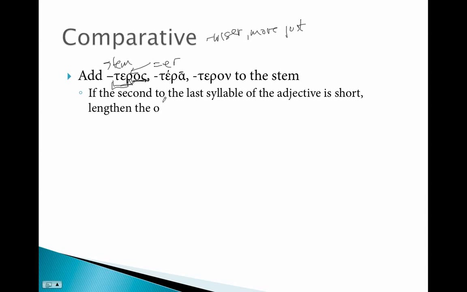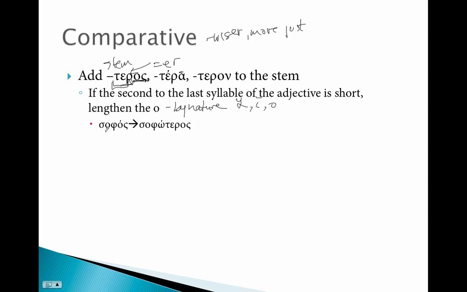Now, there are a couple of rules you need to keep in mind. If the second to the last syllable of the adjective is short, so not the last syllable, not the os, but the one right before the os, is short, you're going to lengthen the o. Now, how do we tell if that second to the last syllable is short? Well, it's going to be short by nature.